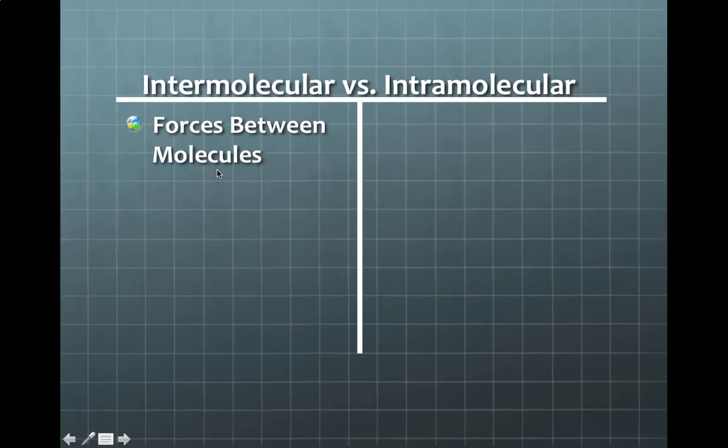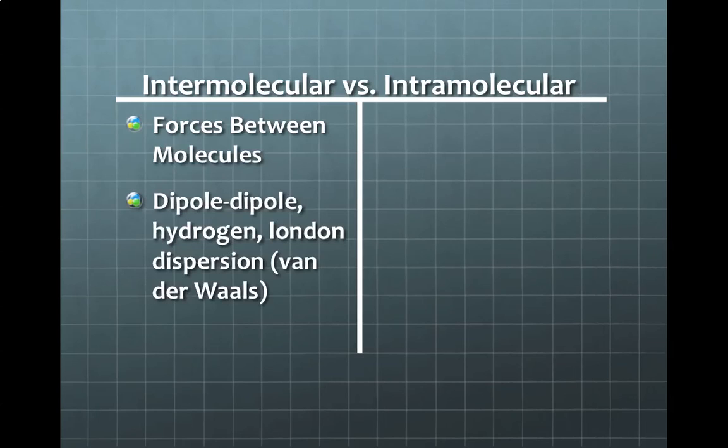So first of all, intermolecular forces are between molecules, again, not actual bonds within a molecule, but the forces that are between molecules that help them to interact. And the different types of intermolecular forces we have are called dipole-dipole forces, hydrogen bonding, London dispersion forces, which are also called van der Waals forces. And these are weak forces in comparison to actual bonds.